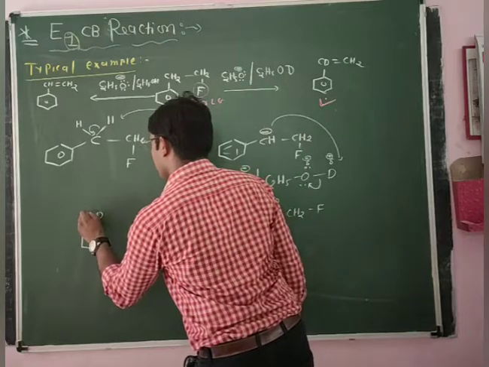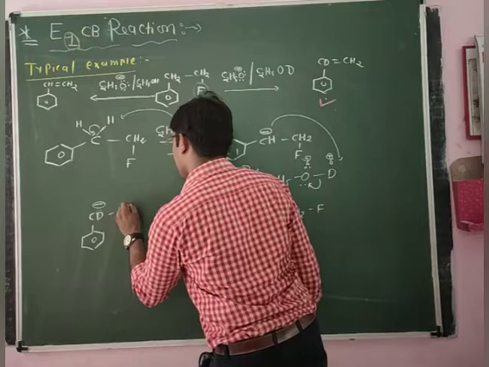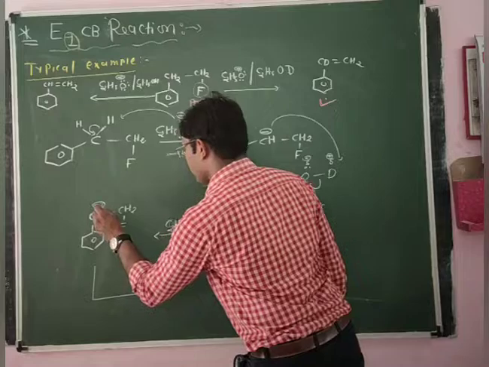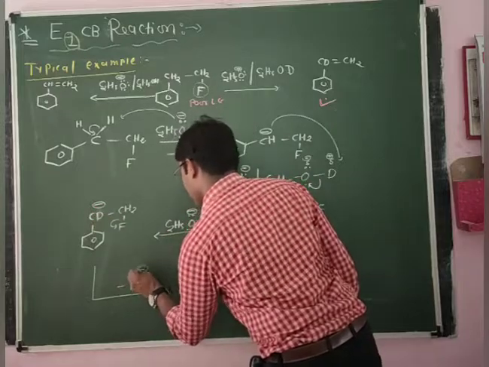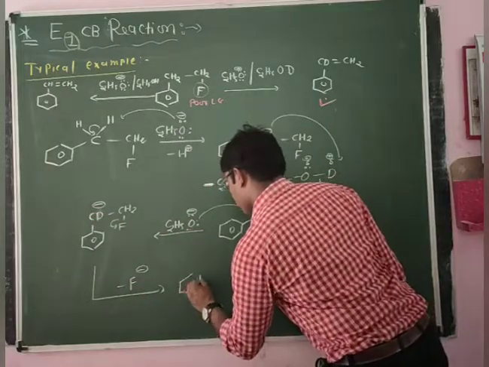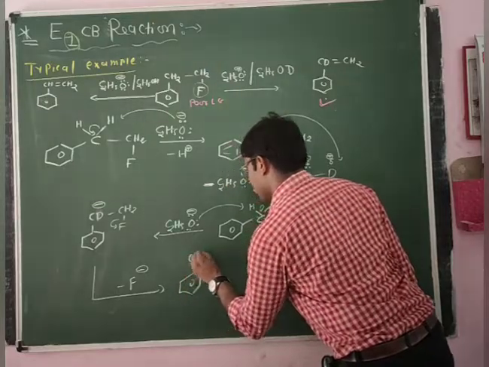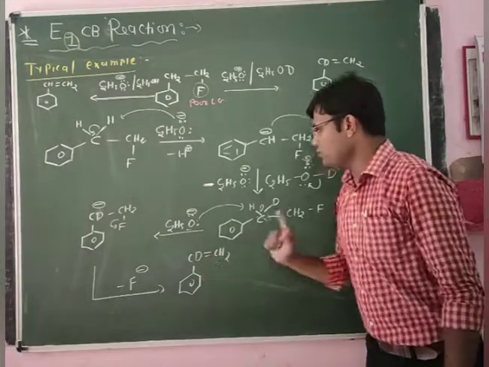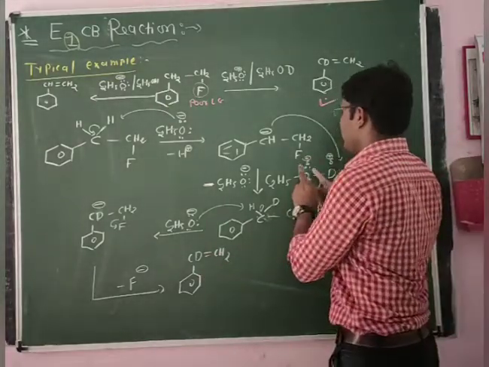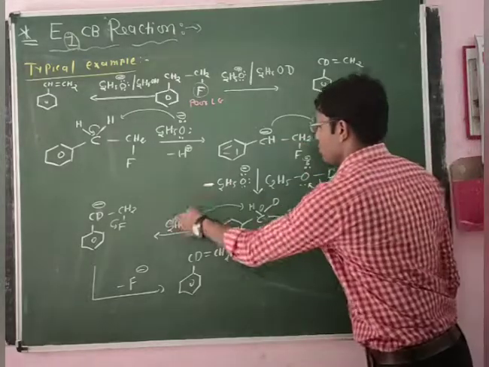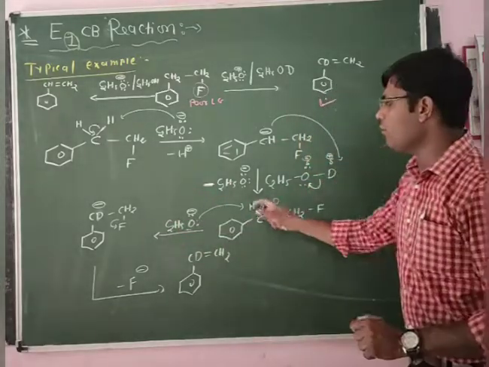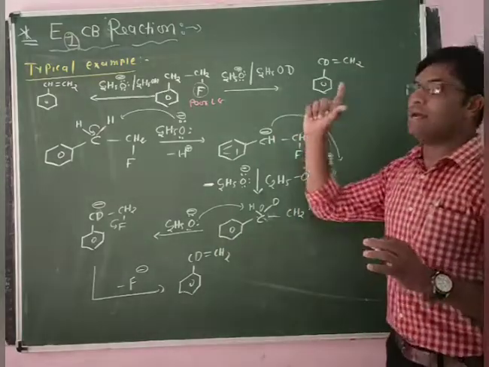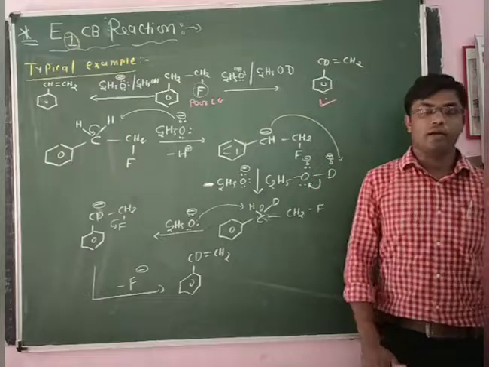CD minus CH2F. In the last step, removal of this leaving group, F minus, and we get the final product alkene, CD double bond CH2. Clear? CD double bond CH2. So due to this deuterated ethanol, one more step is involved here, and we get the deuterated alkene. So this one is the typical example of the E1CB reaction.